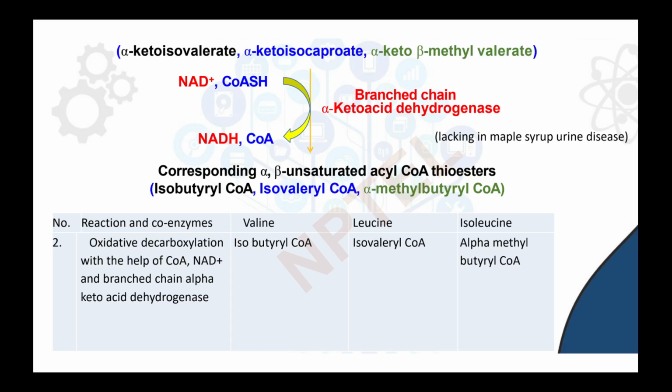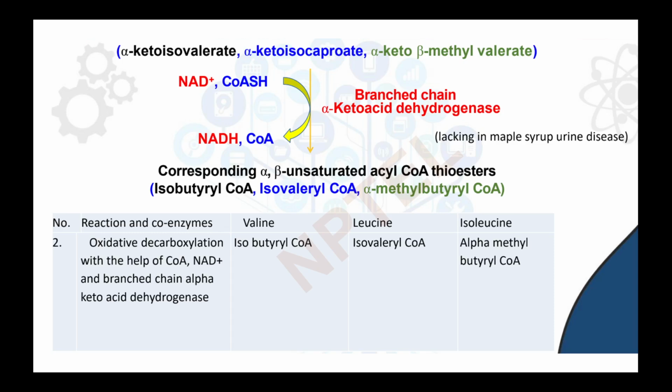Now the second reaction, that is oxidative decarboxylation, is carried out by branch chain alpha keto acid dehydrogenase. It's an enzyme complex, and it will give the corresponding acyl coenzyme A thioesters. For valine, alpha ketoisovalerate will get converted into isobutyryl coenzyme A. For leucine, alpha ketoisocaproate will get converted into isovaleryl coenzyme A. For isoleucine, alpha keto beta methyl valerate will get converted into alpha methyl butyryl coenzyme A.